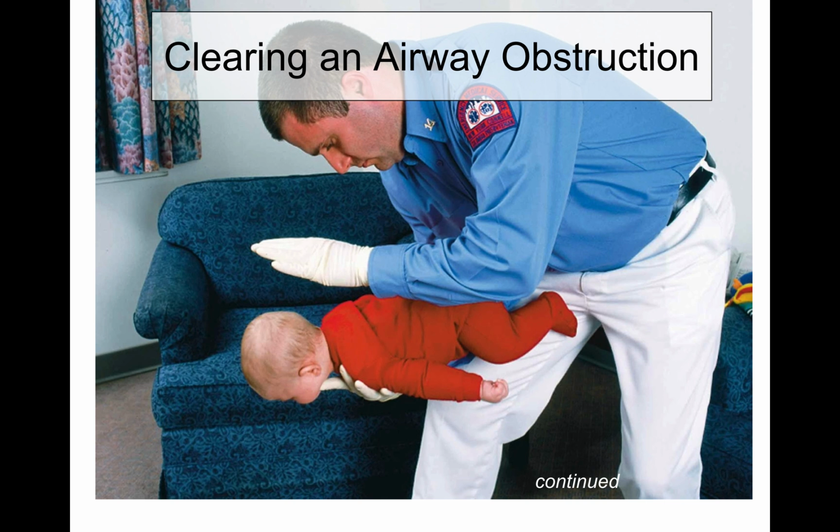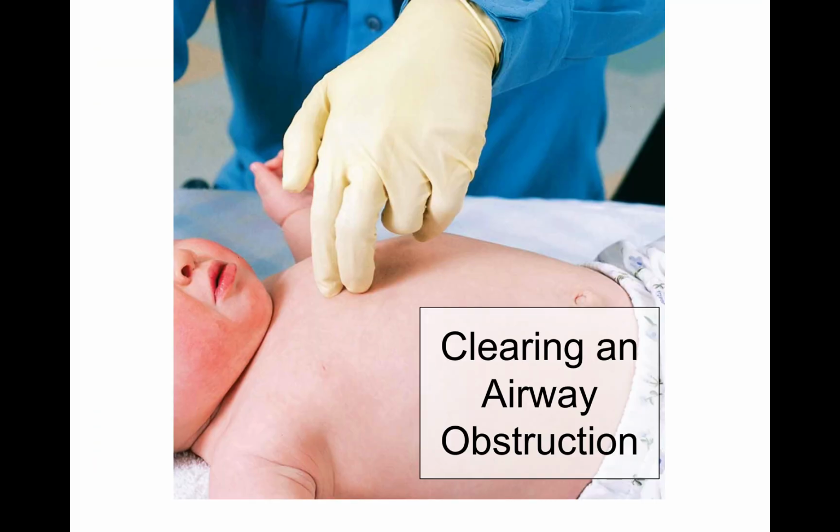For real little guys, somebody that's big enough that you can pick them up on your arm and do this, you're going to do 5 back slaps followed by 5 chest thrusts until that object is out of there or until the patient goes unresponsive. If they do go unresponsive, then you're down to doing CPR, with the one difference that when you're checking the airway, making sure it's open to give breaths, you can look and see if there is an object in there. If there is one that you can grab, then you can get it out, but we don't do blind finger sweeps.